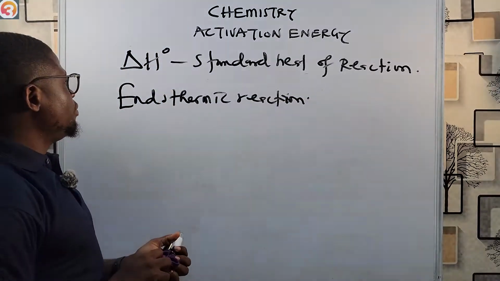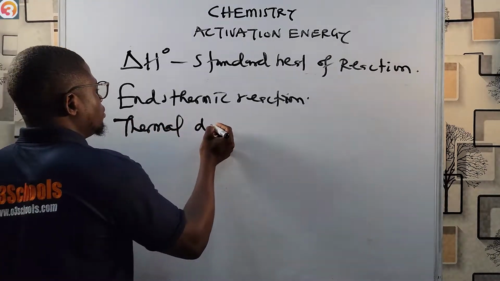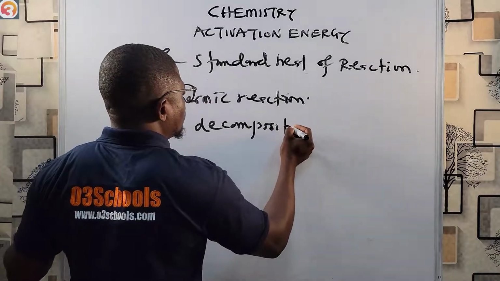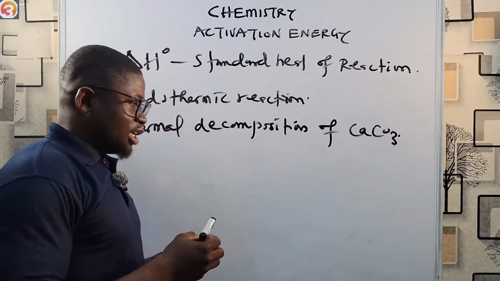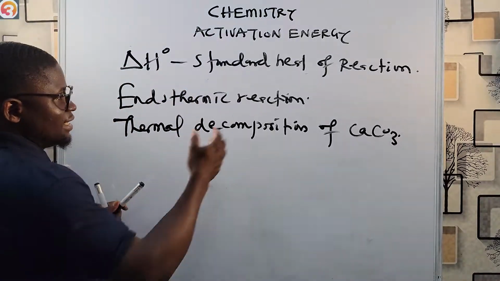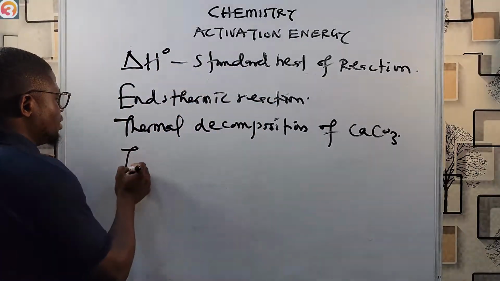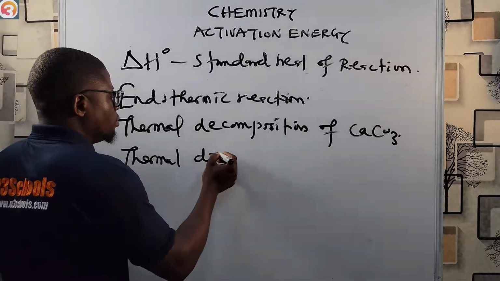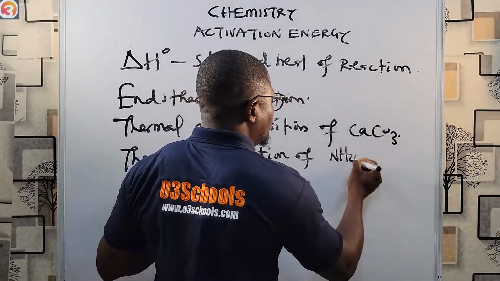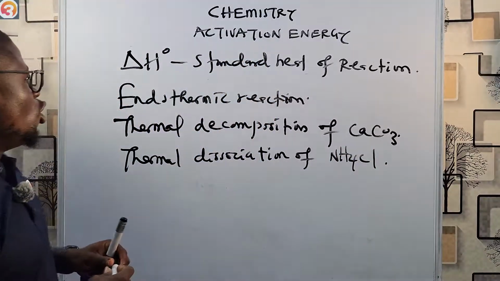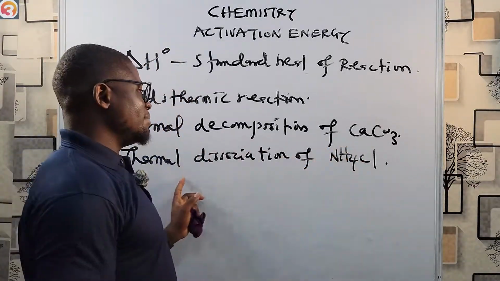reaction. An example of an endothermic reaction is the thermal decomposition of calcium carbonate. Okay, that's CaCO3. This is an example of an endothermic reaction. Another example is the thermal dissociation of ammonium chloride. Okay, this is another example of an endothermic reaction. This one is thermal decomposition, this one is thermal dissociation.